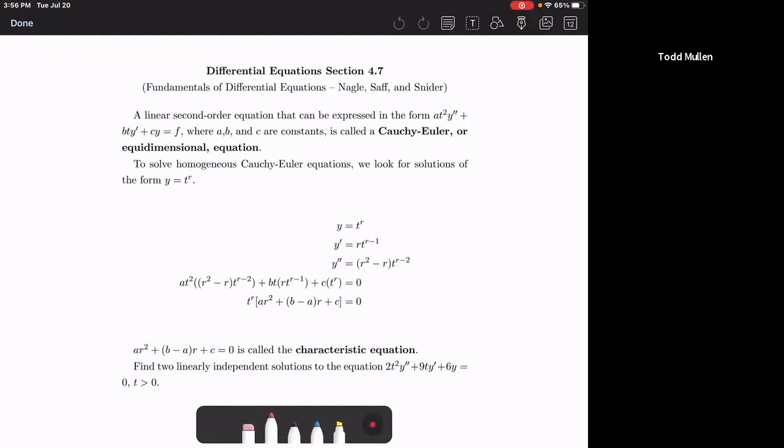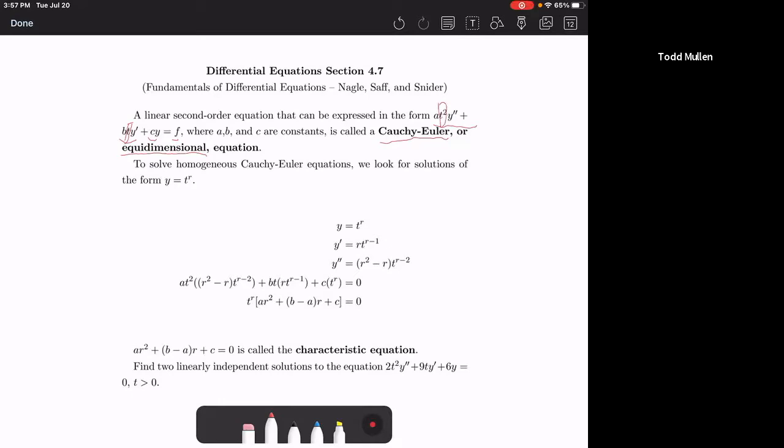This is section 4.7, where we are going to go over Cauchy-Euler equations, also known as equidimensional equations. A linear second-order equation that can be expressed in the form a t squared y double prime plus b t y prime plus c y equals f, where a, b, and c are constants, is called a Cauchy-Euler or equidimensional equation. This differs from our homogeneous and non-homogeneous equations in the past by these t squareds, these t's.